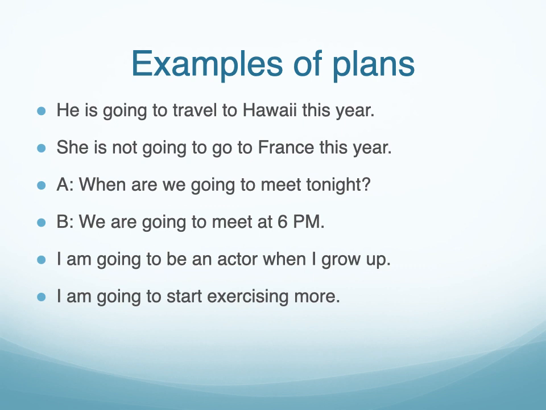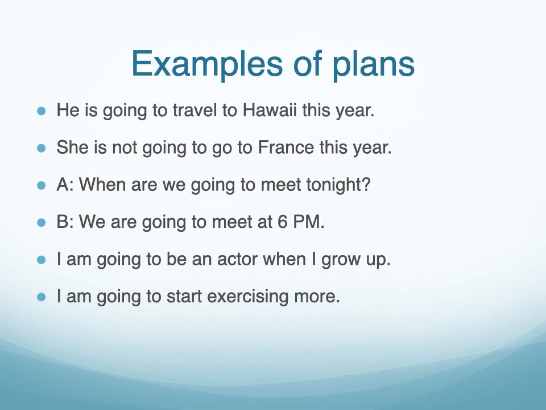And let's see, below that we have another example of a plan. This is a plan of what they want to be when they grow up, like their career or their job. And the speaker says, "I am going to be an actor when I grow up." That's his plan. Even if it's unlikely or unrealistic, it's still what he's planning on doing. So he's going to use be going to. "I am going to become an actor."